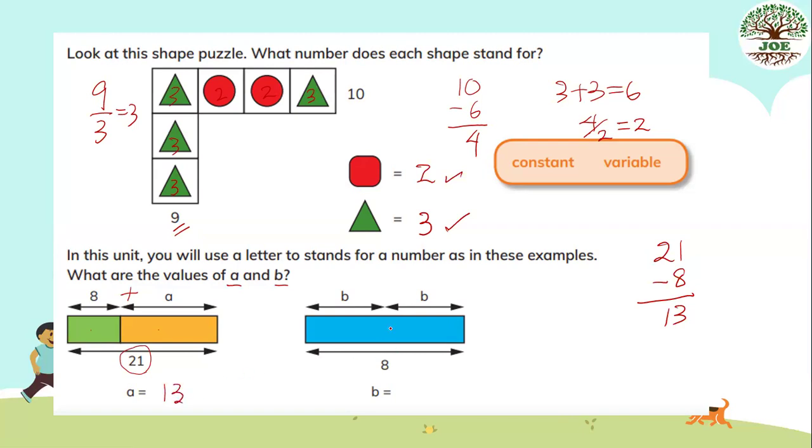And this blue, the total blue is B and B, which is 8. B plus B is 8. So each B is half of 8, which is 4. B is 4.